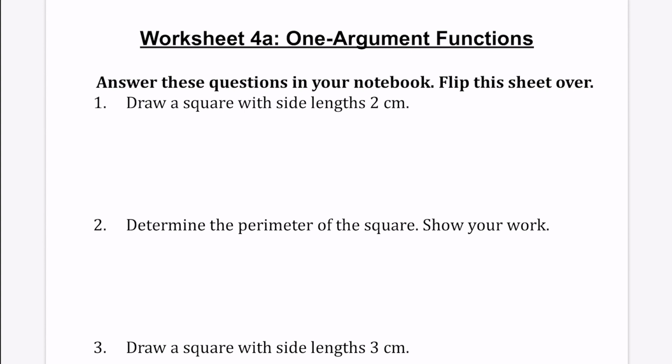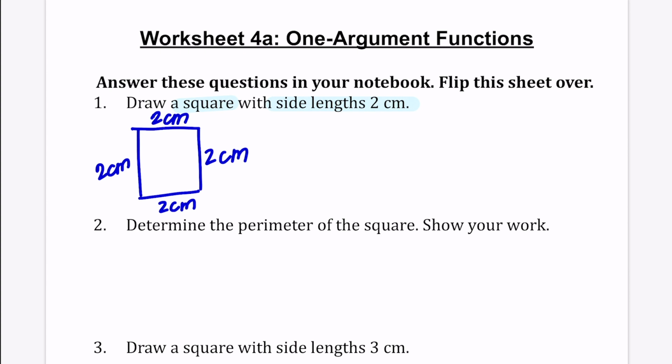So you should have these two little worksheets posted in your notebook. We're going to draw a square with side lengths 2 centimeters. First, we're going to draw a square. Hopefully the sides are all equal. Because mine aren't, I'm just going to label them 2 centimeters each side because I didn't have a ruler.